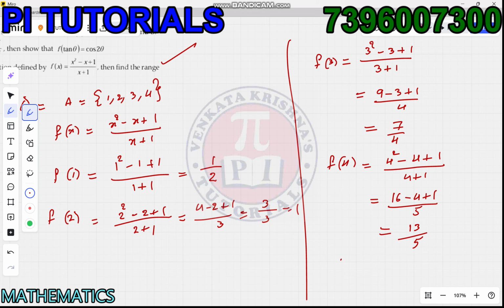Therefore the range is the set of images. What are the images we got? 1 by 2, 1, 7 by 4, and 13 by 5. So this is the answer. So this is about this question.